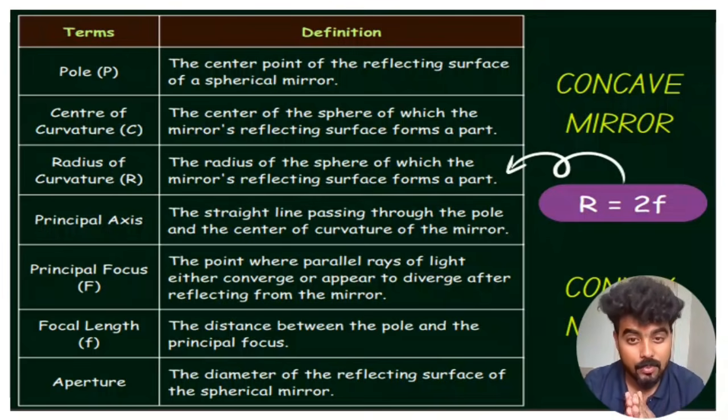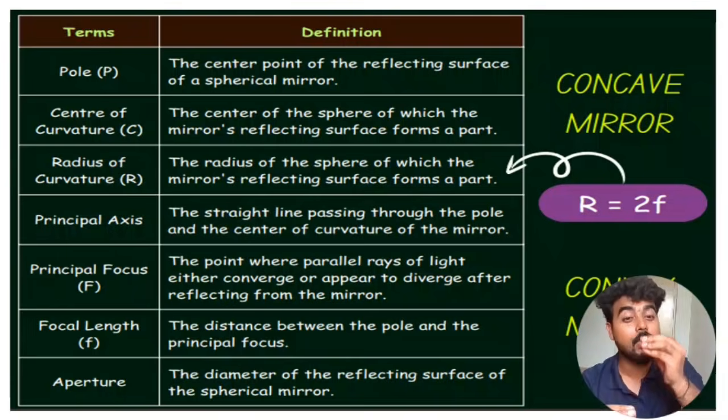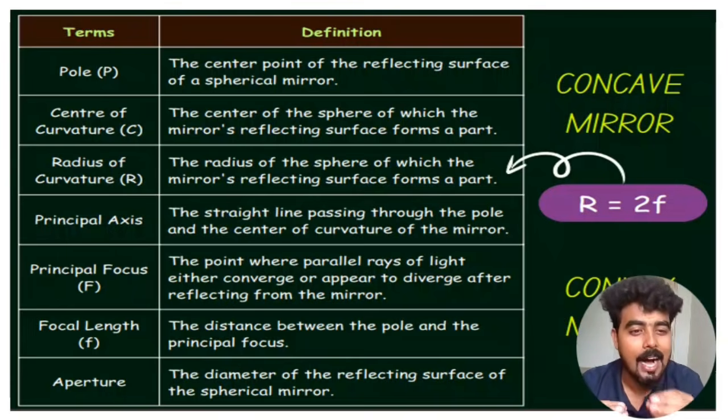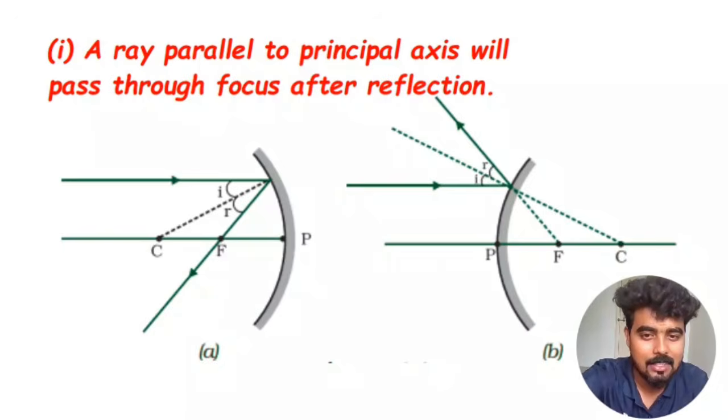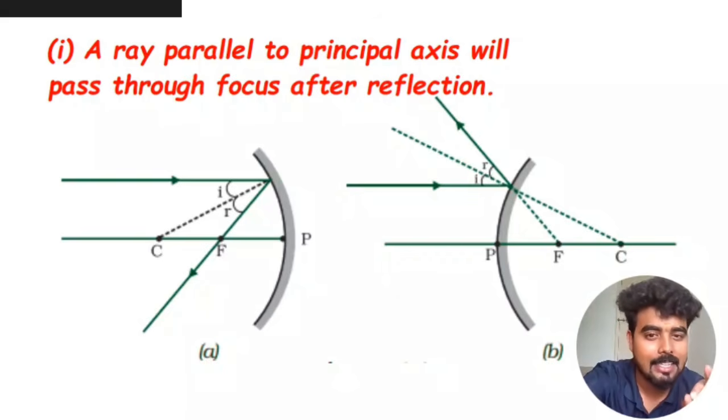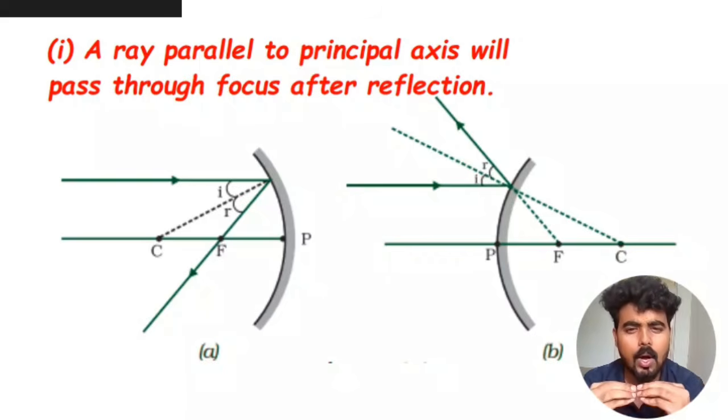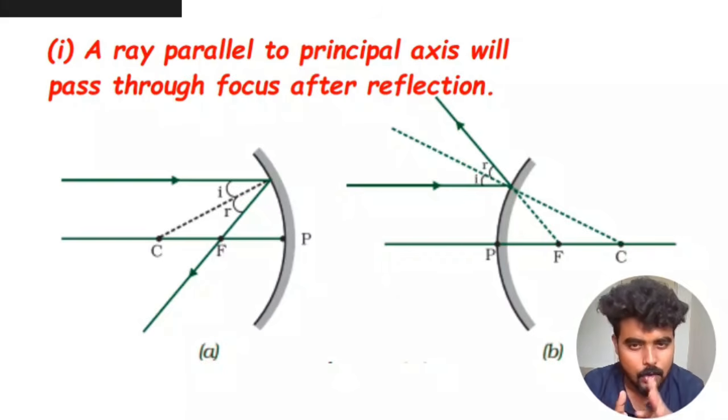When we go for focal length, there is a relationship between radius of curvature and focal length, which means the radius of curvature is twice the focal length. So capital R is equal to 2f. Now, the important point is ray diagrams. There are three rules or three ray diagrams you should understand. To draw a ray diagram perfectly, we must follow simple rules.